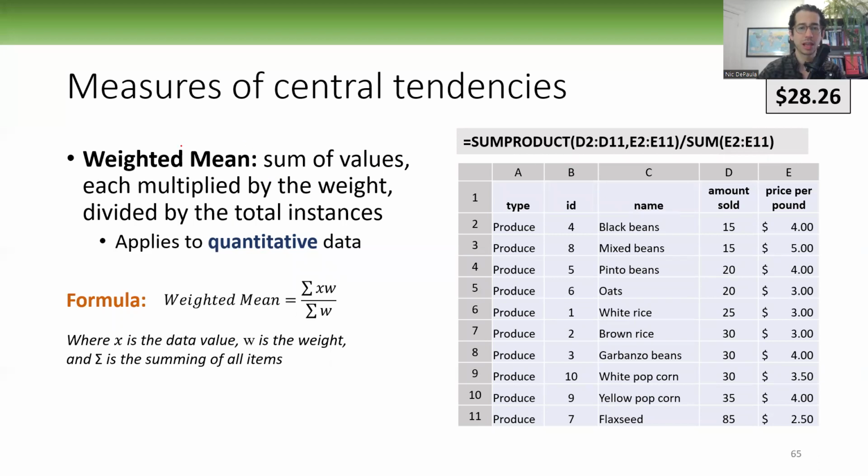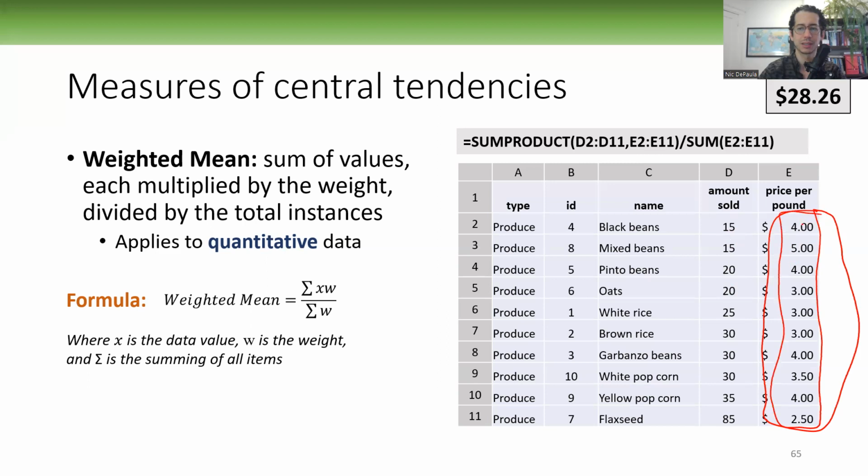This is the sum of values, each multiplied by the weight, divided by the total instances, and it applies to quantitative data. So I have another example here. Think about if you're a farmer and you're selling produce, and you have various kinds of beans and rice that you sell, and you know the price of the items you sell, and here you have the amount sold. Well, it wouldn't be great to just get an average to only calculate the price per pound, or price per item.